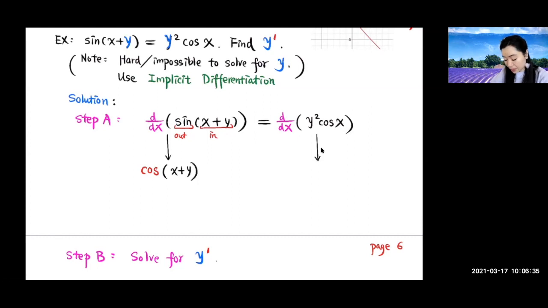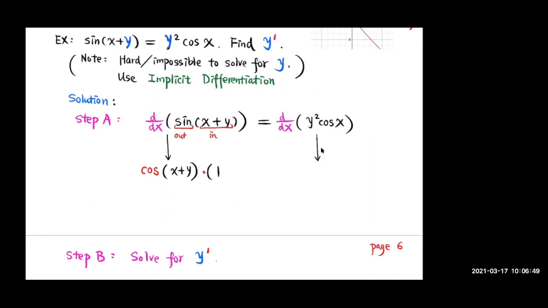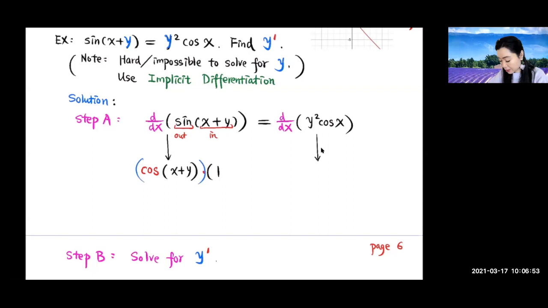And then by the chain rule, we have to multiply this by the derivative of this inner function. The derivative of x over here is 1. And then adding the derivative of this y with respect to x, which is y prime. Now we're done with this. Remember the outer and the inner, you need to use the chain rule. Now what about the other side?